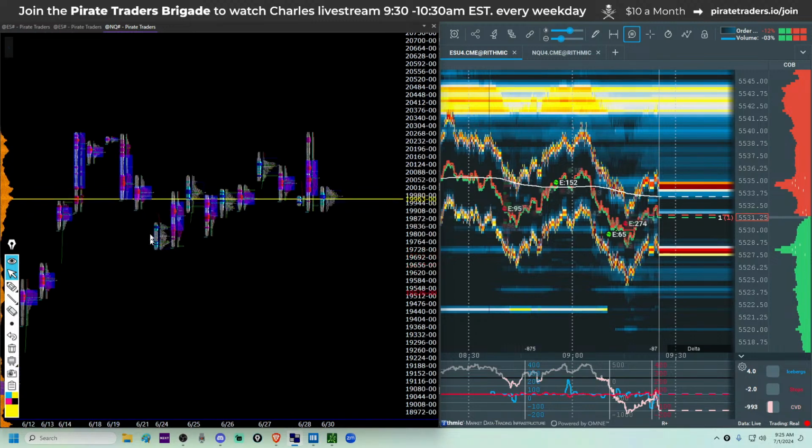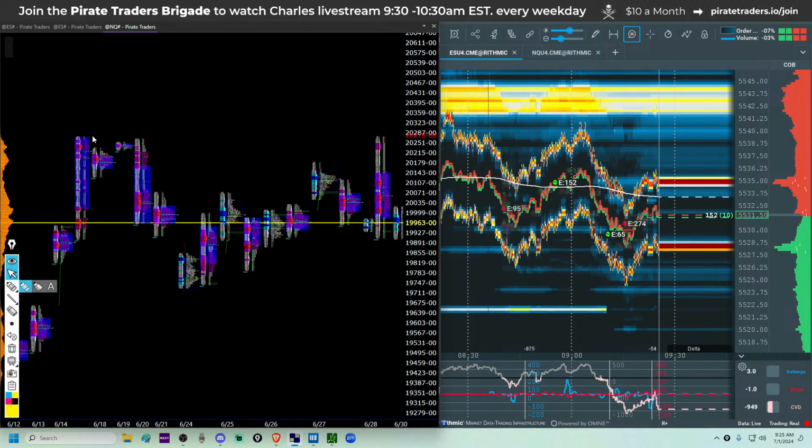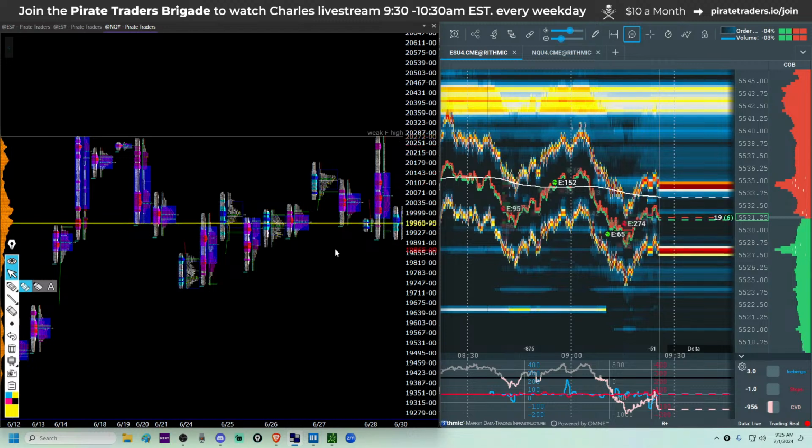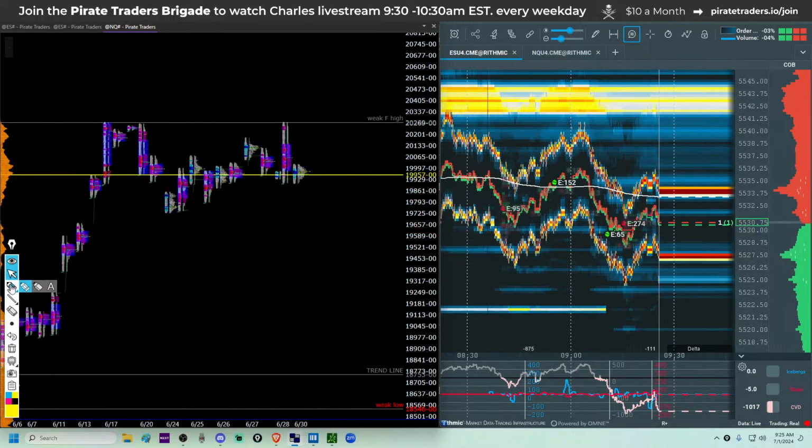So just looking at the market profile, we can see that the NQ also was in balance all last week. It does look like they made a good high on the all-time high, maybe just barely. Let's see here. No, they left a weak all-time high. Very interesting. So these markets are very tough to read, both of them right now. And I'm going to tell you why.